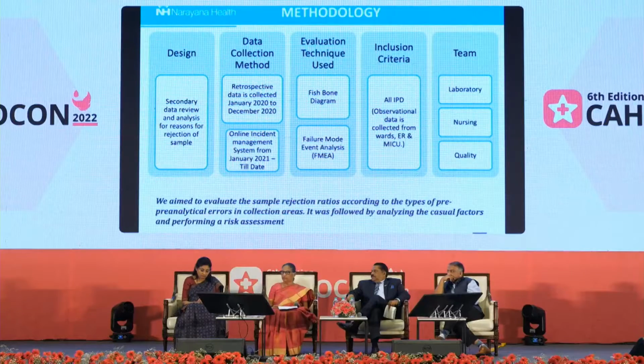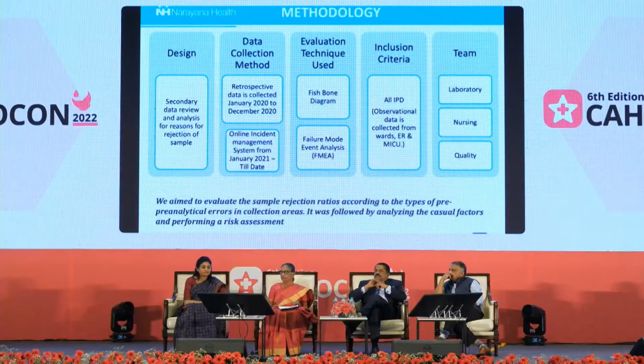For the evaluation technique, we have used a fishbone diagram to identify the causal factors leading to sample rejection, and then identifying the risk and reducing the same through FMEA. The inclusion criteria for the sampling technique was all the IPD samples, which included wards, MICU, ICUs, critical care areas, ER, and the OT services. The team involved in the project were from laboratory, nursing team, and team quality.